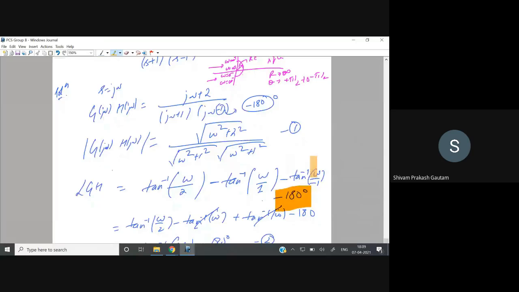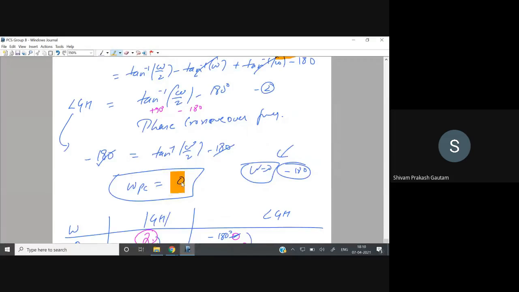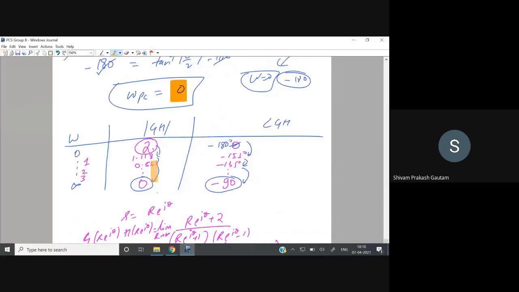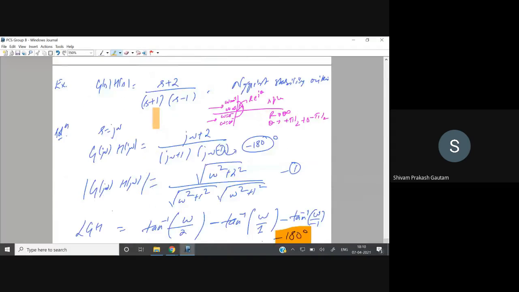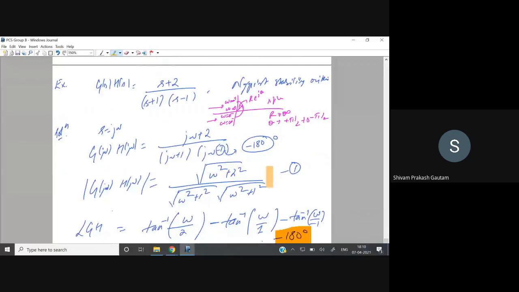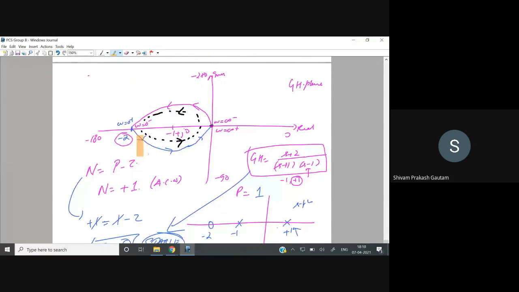Just for the safe side, we have also calculated the phase crossover frequency, and we know from this that there is only one point at which our plot will cut the -180 line, that is omega is equal to 0. You can see we have drawn the table for positive values of omega, magnitude, and phase, and respective to each value of omega, we have got the magnitude as well as the phase. We have put s is equal to r e^(j theta) in order to map the big semicircle from S plane to GH plane, and magnitude we are taking as 0. So this is our final Nyquist plot.